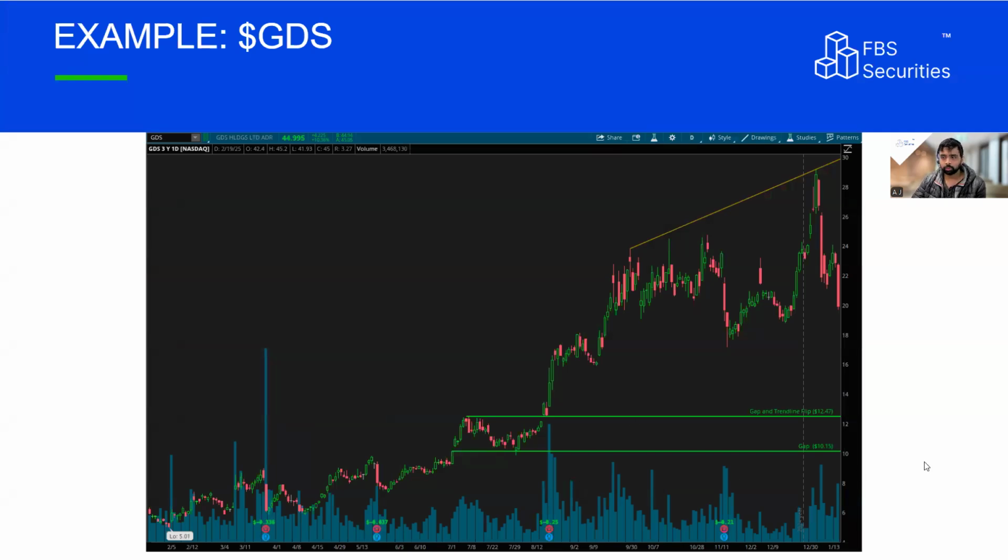So GDS was another one. You had this minor gap here, and then whenever that gap filled, it did act as support. And then, of course, when it gapped higher from earnings, you saw that this previous resistance area was acting as support. Saw the move higher.